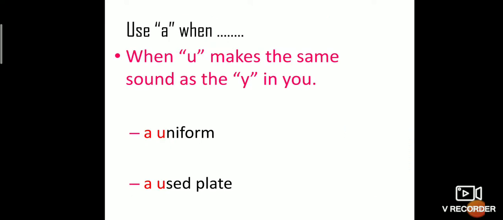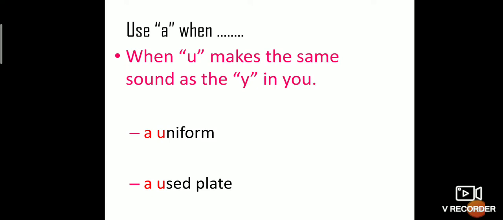So we use a when U makes the same sound as Y in U. Alright. In U it begins with Y sound. So we'll say a uniform. It will be a uniform, because in the beginning only I've told you that we have to stick to the sounds of the words. Uniform begins with Y. Y is your vyanjan. So that's why we'll write a.